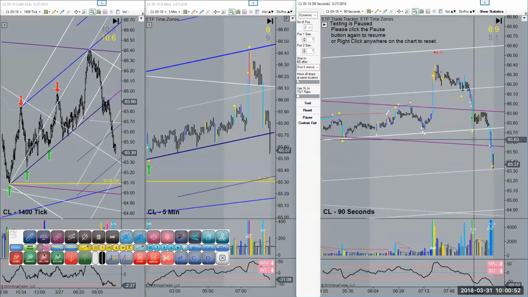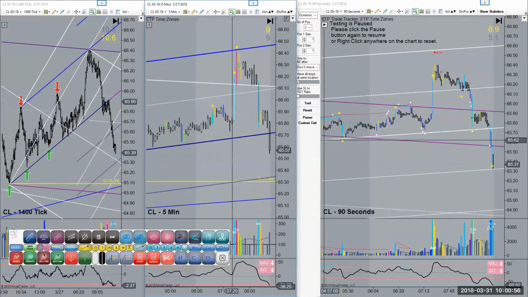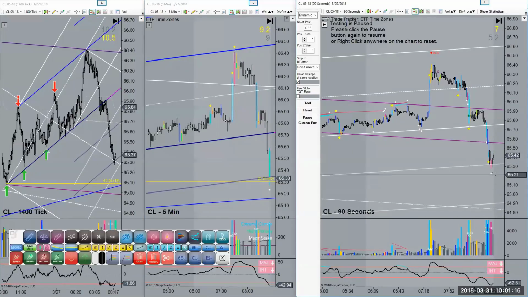All right, at this point, we're heading down pretty strong. If I get a massive volume divergence with a churn bar on the 90-second chart, I'm going to get out of this thing. If I get a 2-bar pattern on the 5-minute, I'll get out of it.